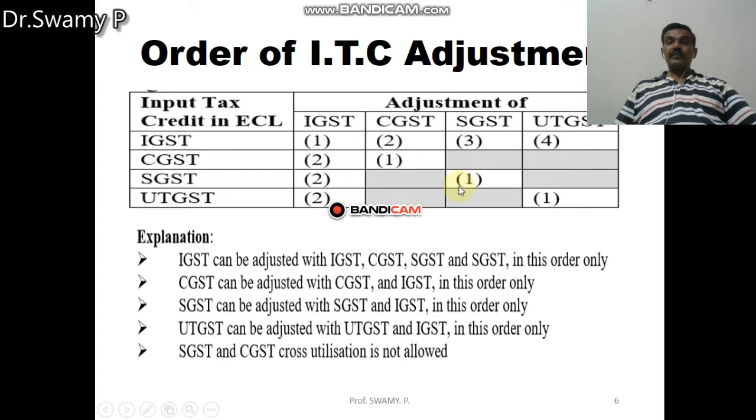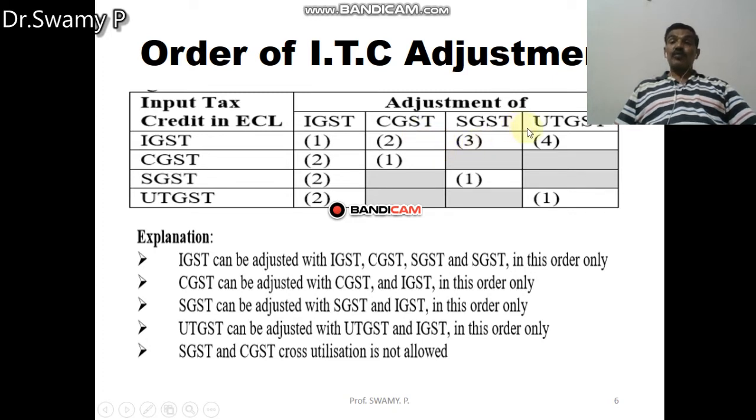Similarly, that means output tax. When we purchase goods interstate, we have paid IGST. When we purchase goods within the state, we have paid CGST and SGST. That means when we sell goods to another state, when we supply goods interstate, we are collecting IGST as output tax. When we supply goods within the state, we are collecting CGST and SGST.